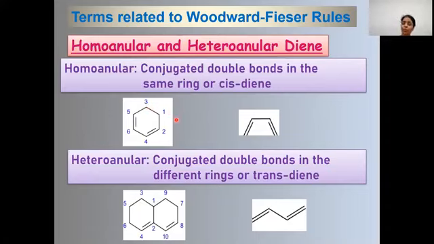Or in case of open chain molecules, a cis diene is known as a homoannular diene. Whereas heteroannular dienes are those where the conjugated double bonds are not present in the same ring. The 2 double bonds are in conjugation, but they are not present in the same ring. This is known as a heteroannular diene, or in case of open chain compounds, trans dienes. When the double bonds are not in the same phases, this is known as a heteroannular diene.